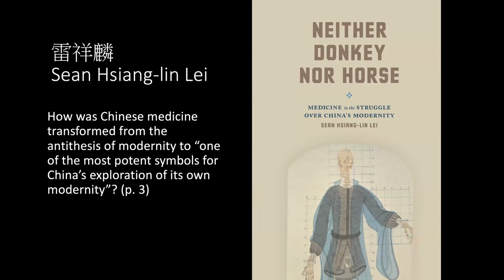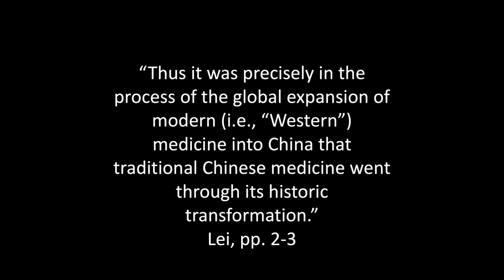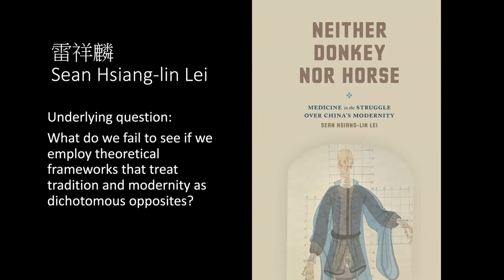I just want to put in a plug for this absolutely brilliant book by Shan Xianglin Lei, who is a scholar from Taiwan, did his PhD at Chicago, wrote this book in English that won the Welch Medal some years ago, and it is the most brilliant book about this piece of history in modern China, if you're interested. He asked the question, how was Chinese medicine transformed from an imagined antithesis of modernity that must be outlawed and abolished to what it is today, one of the most potent symbols for China's exploration of its own modernity? And he uncovers that it was precisely in the process of the global expansion of Western medicine into China that Chinese medicine went through its historic transformation.